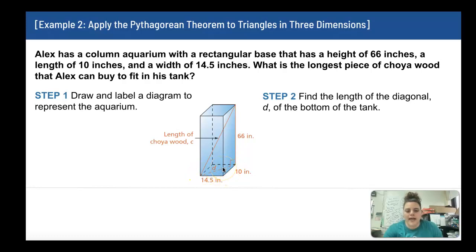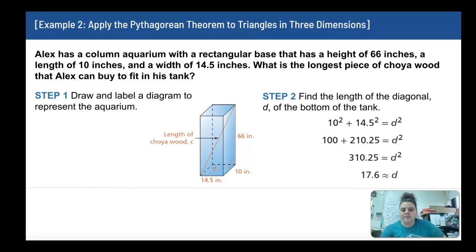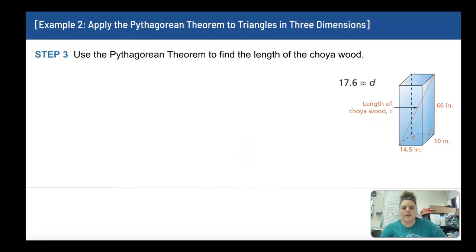So we have to figure out what that is first, and then we can use that to figure out our answer. So the diagonal on the bottom we'll find by using 10 and 14.5 as our legs, square them, add them together, and take the square root. So we have that diagonal that we're going to use in our final answer is 17.6. So now we are going to use that.